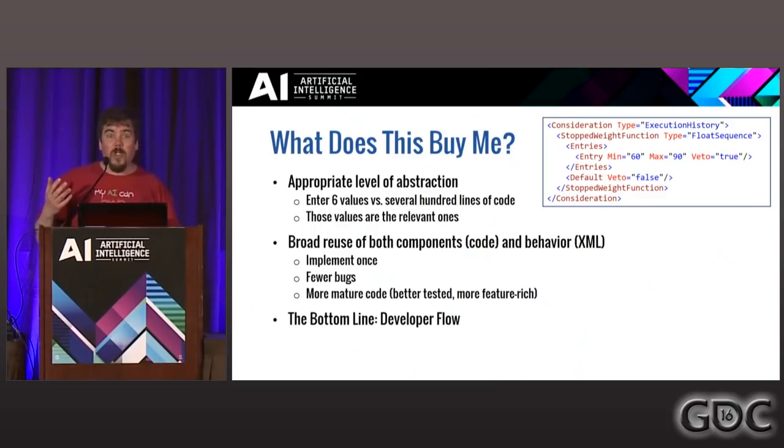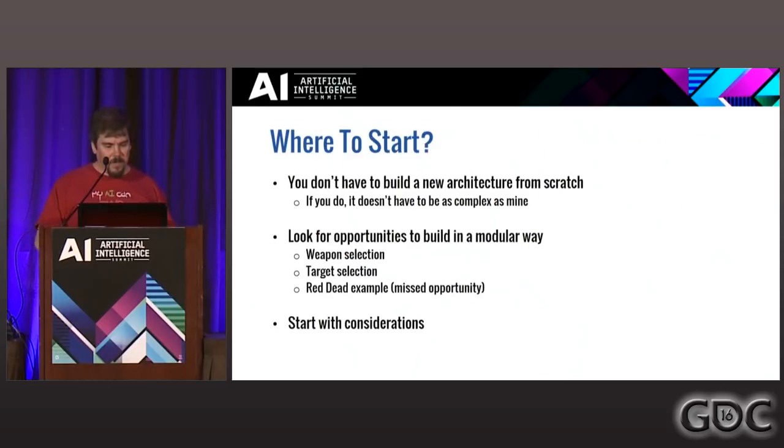And you also get much more reuse. So your code is better tested, you have fewer bugs, and your code becomes more feature-rich, and it's easier to carry it with you to future projects. You don't have to throw out your architecture and start over. Look for opportunities to do something in a modular way in your architecture. Weapon selection and target selection are common cases of plugging in some considerations.